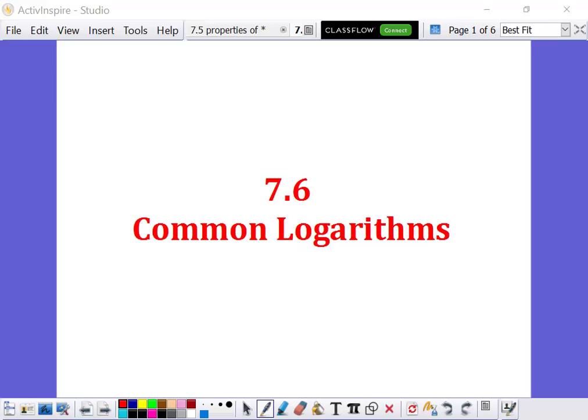So what you will need for this particular lesson is a notebook or some sort of paper to take some notes on and do some practice problems. And we will get into the lesson right away.